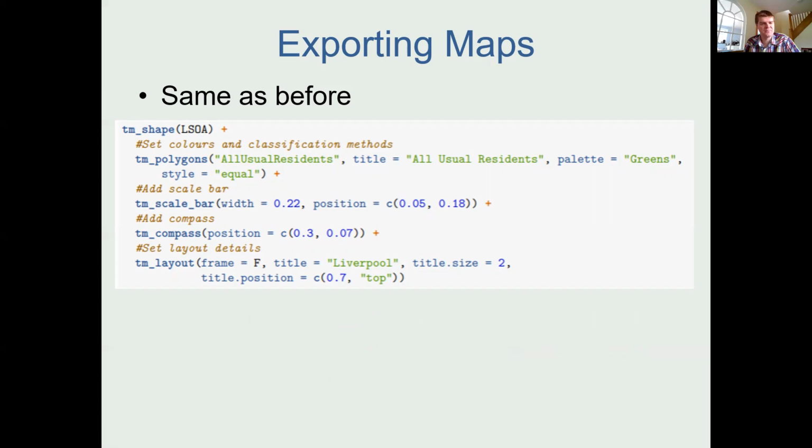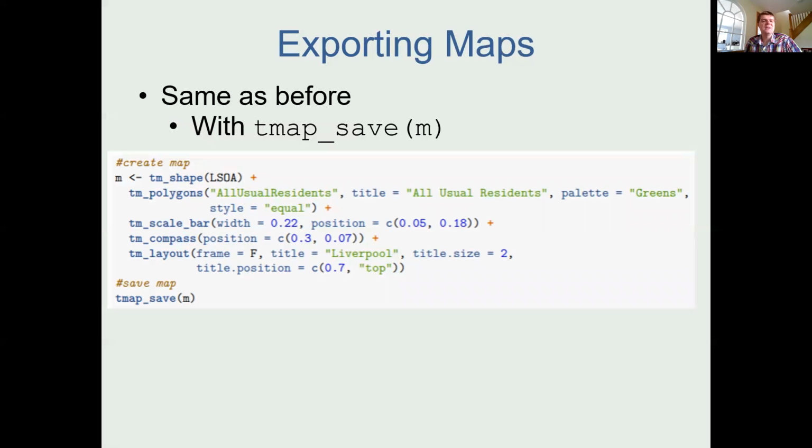If we want to export it to a file, we can use the export option, or we can do the export in code. So we can use this thing called tmap_save. That's a function. What we actually do is create our map as before, but assign it to a variable. This is arbitrarily called M, but you could call it whatever you wanted. The map is then created, but it's saved in here, and then we use this function tmap_save to save it as a file in our working directory.